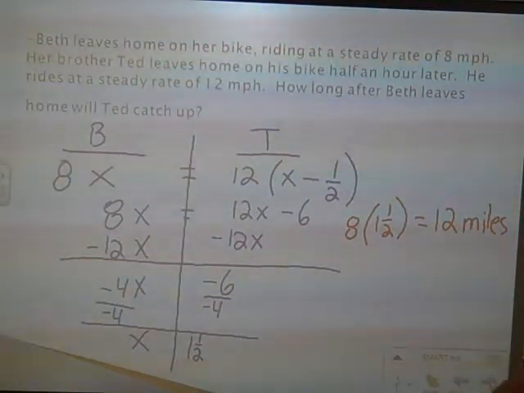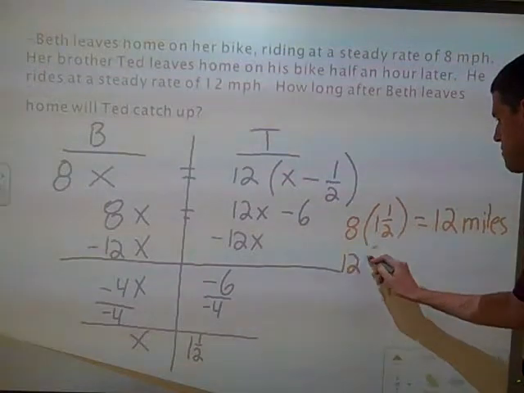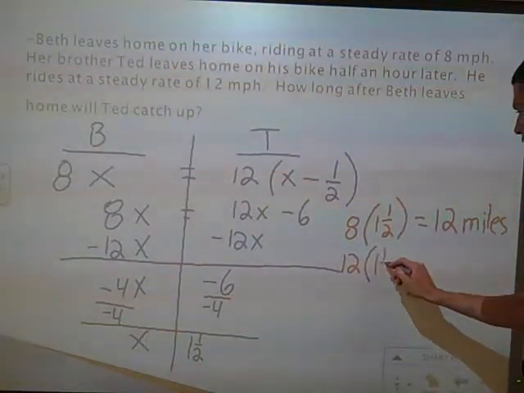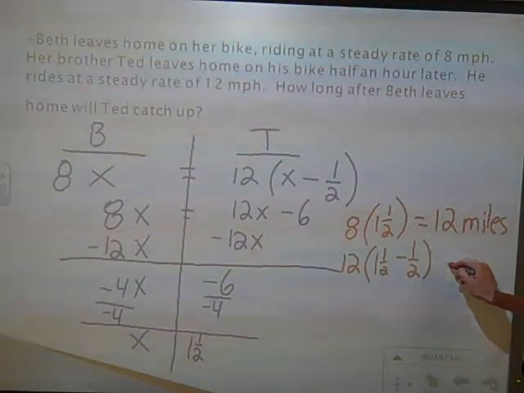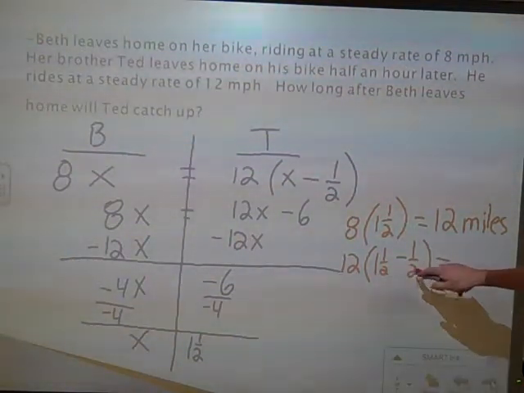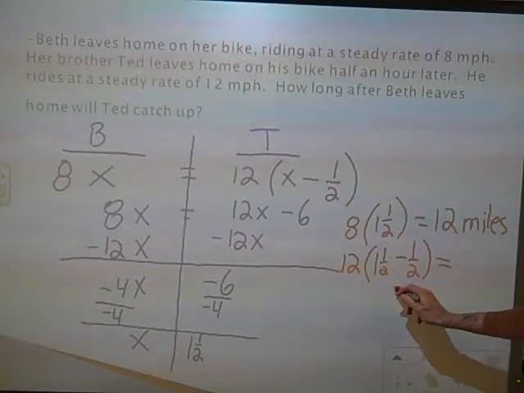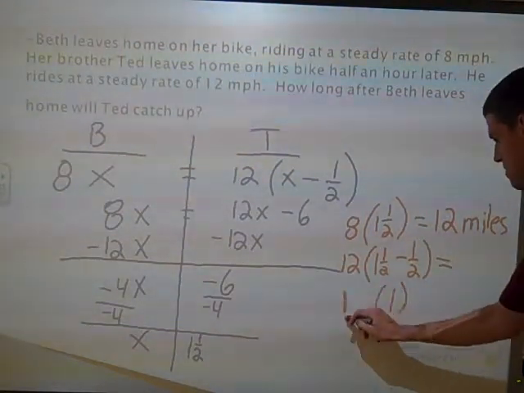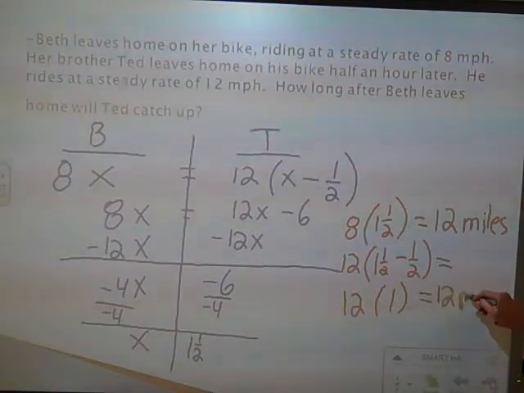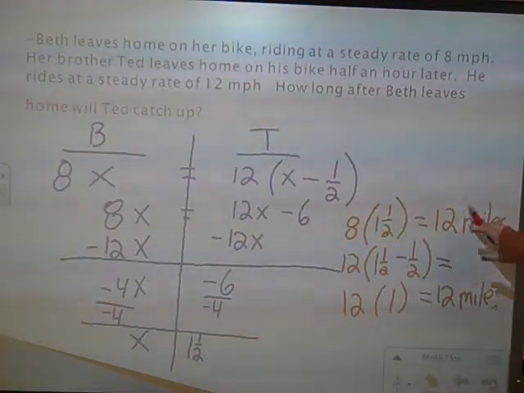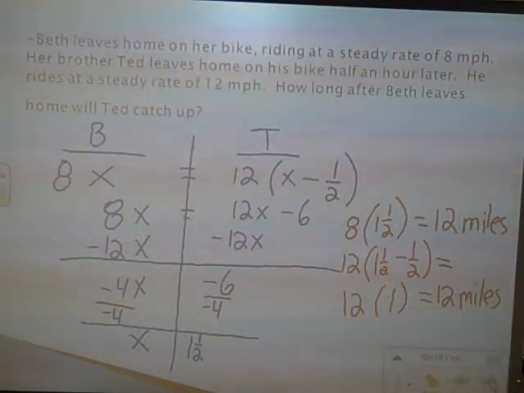Let's plug it in. 12, and then x is equal to 1.5, subtract half. We do what's in parentheses first. 1.5 minus half is 1. And then 12 times 1 is equal to 12. So he travels 12 miles as well. Again, both of them should have traveled the same distance, so 12 miles. So that will work.